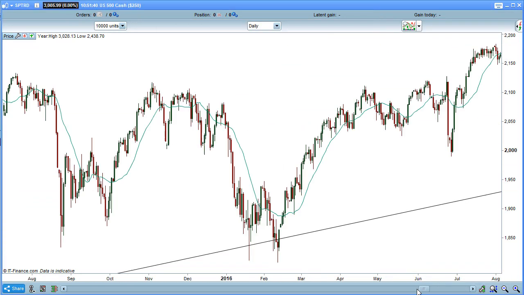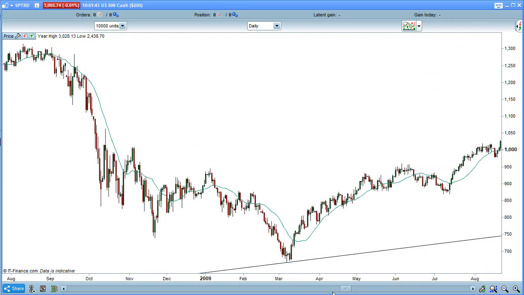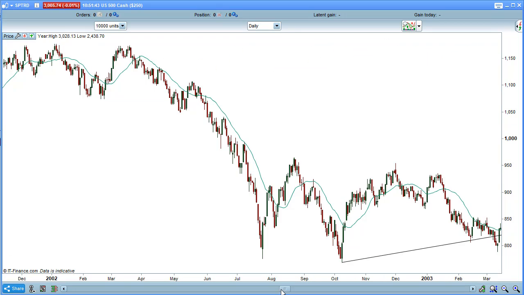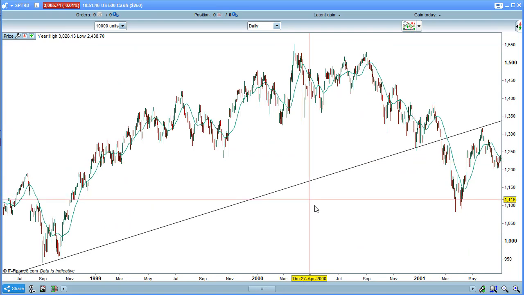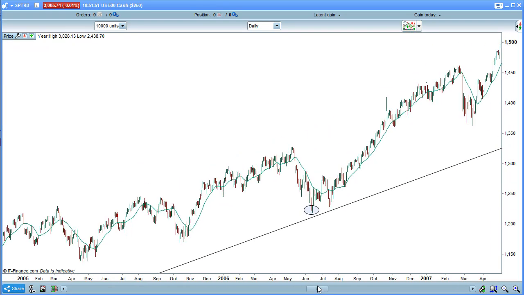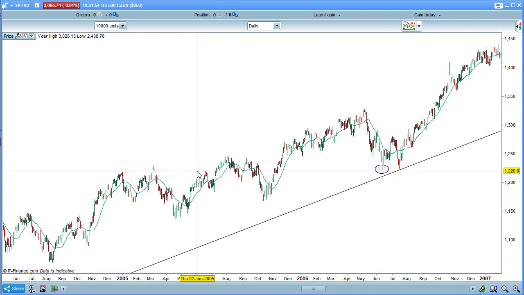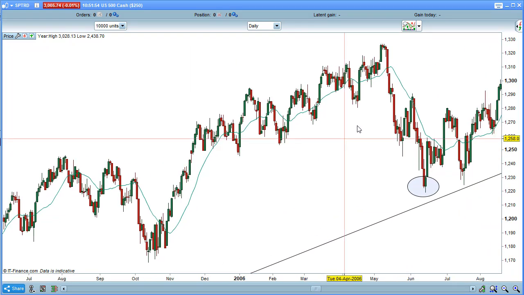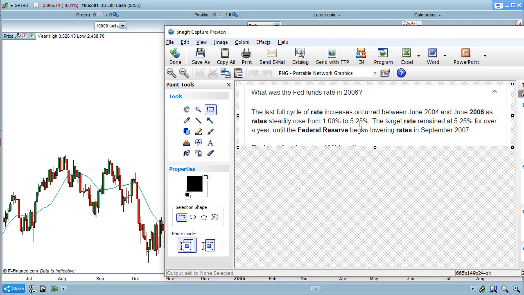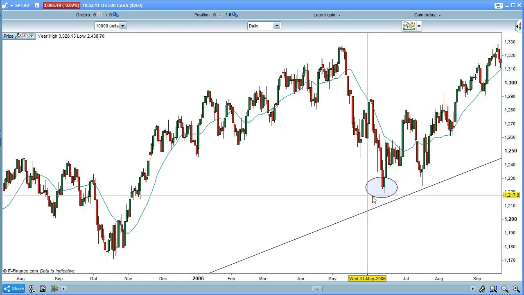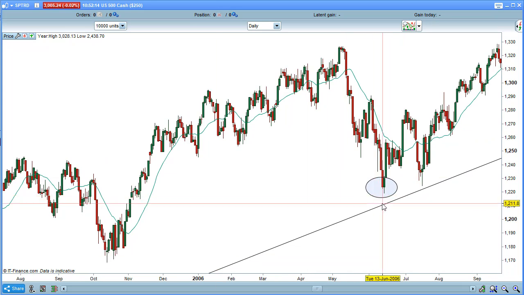Let's go over here and go back to 2006, and you'll be able to see. Let's go through to here. That's 1990. If we look at this, we already went through a big bull market, and we were already in a bit of a downturn through here. June 2006 was the last interest rate rise, and as you can see, that last rise was right here, June 2006, right there.